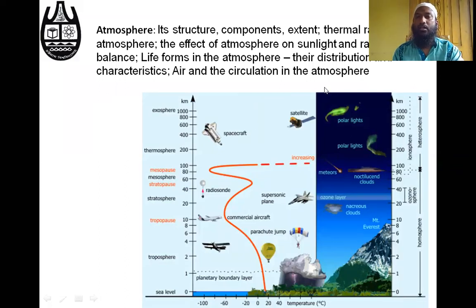For example, how sunlight and radiation can be balanced in the atmosphere. How different life forms in the atmosphere are distributed, and what their characteristics are. And we can also learn the air and circulation patterns of the atmosphere under this chapter. So the atmosphere chapter in, for example, a meteorology course might discuss the composition of the atmosphere in their syllabus. But as you are already aware of those topics, we are going to look a little bit more at the atmospheric phenomena under this chapter.